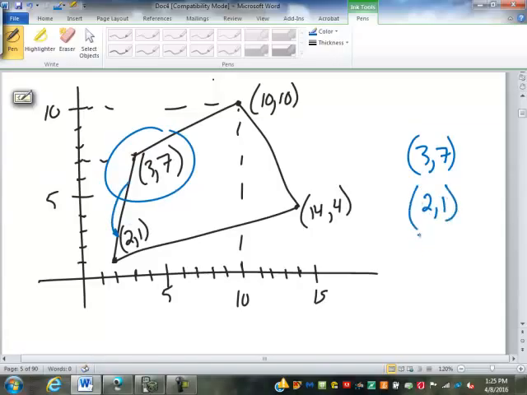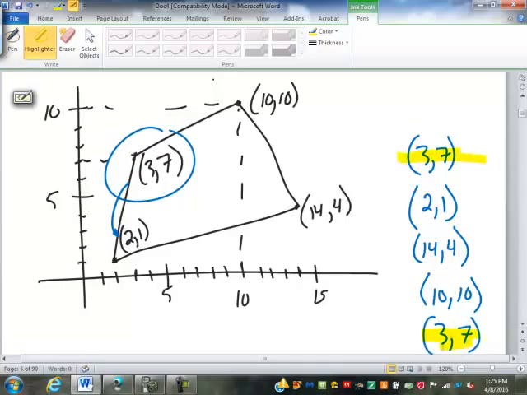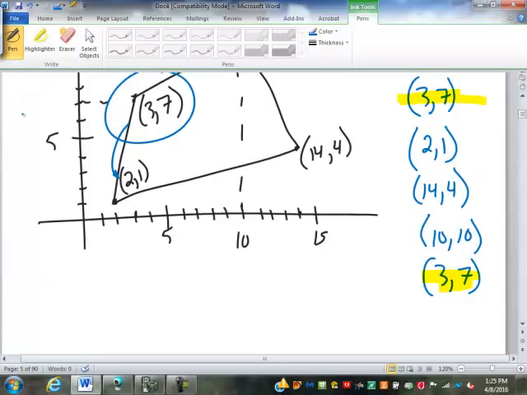What comes next? 14, 4. And then, what's the next corner? 10, 10. Have we gone all the way around the figure yet? Not quite. To go all the way around the figure, we have to go back to 3, 7. Now that's very important. You must go back to where you started because you have to circle the whole figure. Once we've circled the whole figure, we do what's called diagonal multiplication. We're going to do the forward diagonals.